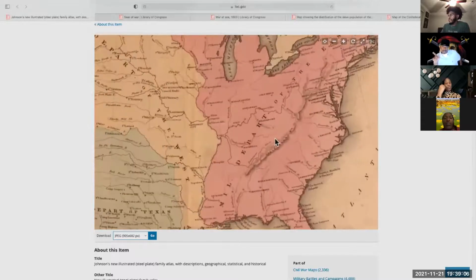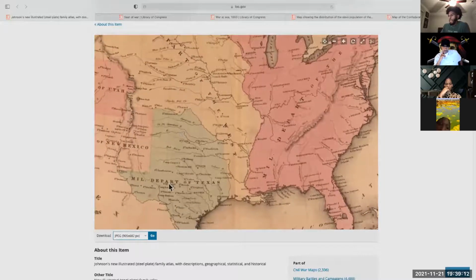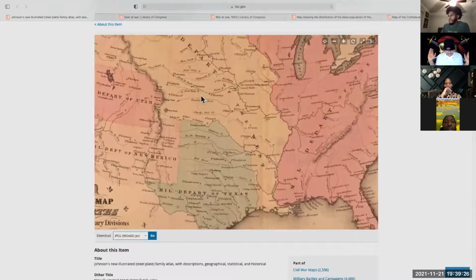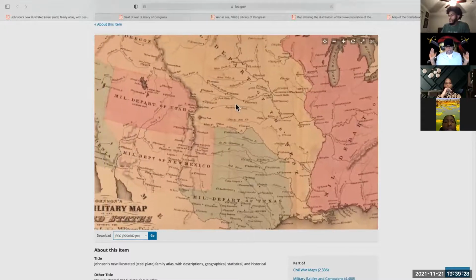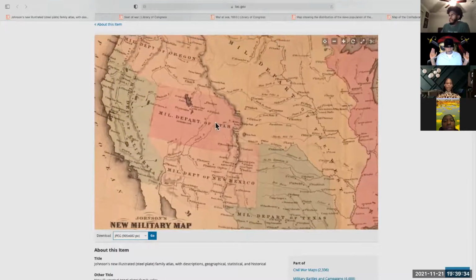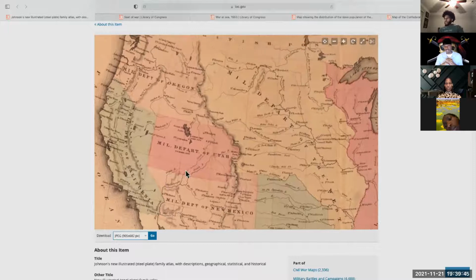So you see Military Department of the East. And you can see Military Department of the West, and pay attention to the way the European is learning America. They're considering anything on the other side of the Mississippi West. And then we see Texas has its own military department. Then you got the Military Department of Utah, New Mexico, Oregon, and California. So this is the ground floor of what we now know as the United States government.